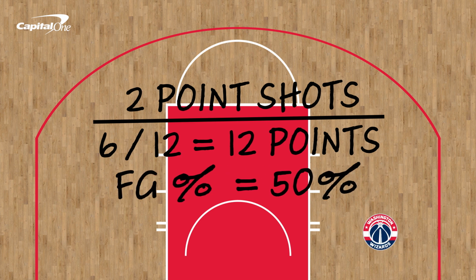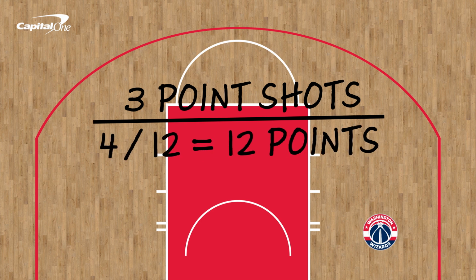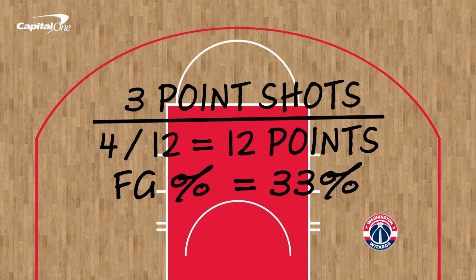So your field goal percentage is 50%. Now if another player takes 12 shots from 3-point range, they only need to make 4 of them to also score 12 points. So that field goal percentage is 33%, but both players have scored the same number of points. So effectively from 3-point range, you've also made 50% of your shots.